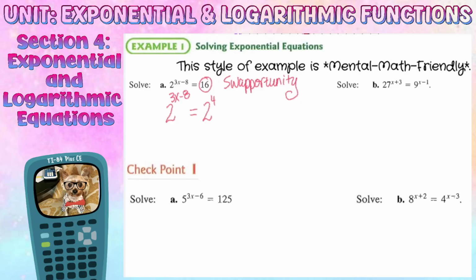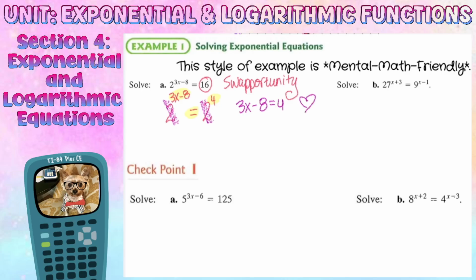2 to the 3x minus 8 equals 2 to the 4. We can ignore the 2s. You are not dividing by 2. You are not subtracting 2. You're not square rooting 2. You're not doing any of that. All we're doing is ignoring the 2 and establishing that this exponent and this exponent must be equal, because this is a one-to-one function. There's no way it could possibly equal anything else. There's no reasonable doubt, if you were looking at a court case.